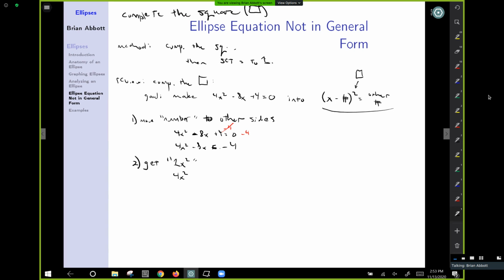4x squared minus 8x equals negative 4. It's the same thing as multiplying by 1/4 through on both sides. Divide by 4, divide by 4, divide by 4. We don't really care what happens as long as we get our goal, a 1 coefficient in front of that x squared. I'm going to just say it reduces away, and we don't typically write it, so just x squared minus 2x is equal to negative 1.